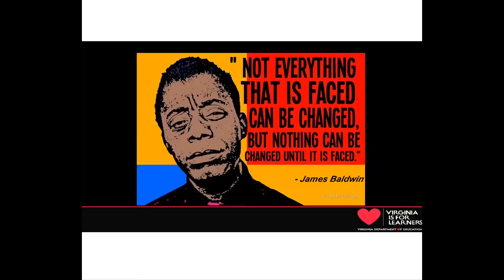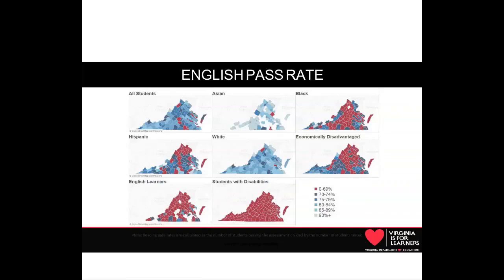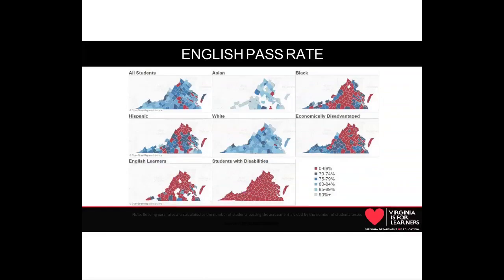And I wanted to just give a quick example of how we do this in the Commonwealth. This slide shows English pass rates across the state for students. The redder the map is, that represents essentially a failure rate for that particular student group. And what you see is that for our students with disabilities, the entire state is red. For our Black students, the majority of the state is red. Economically disadvantaged, about half of the state is red.